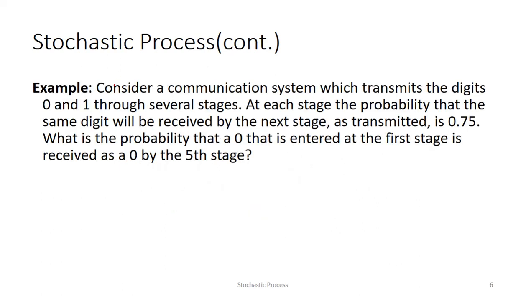See, this is an example. Consider a communication system which transmits the digits only 0 and 1. So we have 0 and 1. Now we can construct the transition matrix through the several stages. At each stage the probability that the same digit will be received by the next stage as transmitted is 0.75. What is the probability that a 0 entered at the first stage is received as 0 by the fifth stage?